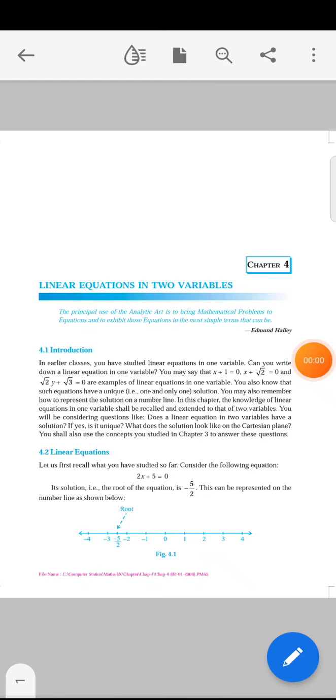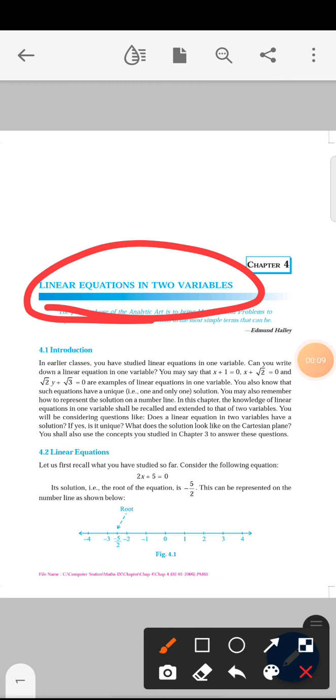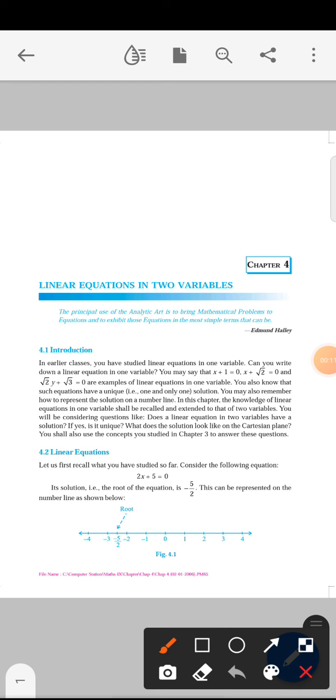Good morning, students. Today we will start chapter 4 of your textbook, and the name of this chapter is linear equations in two variables. Okay, so what is a linear equation in two variables? Firstly, we have to understand this linear equation.